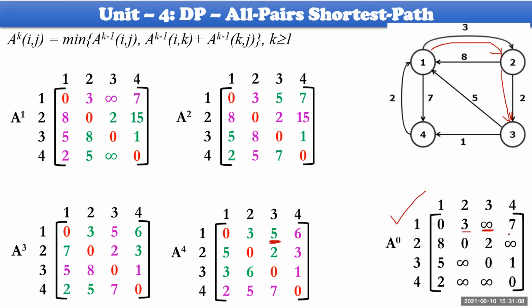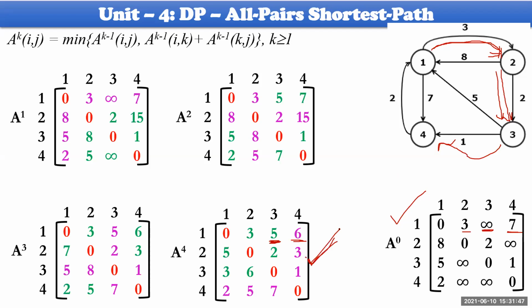Then in the original, 1 to 4 is 7. Is there any minimum? Yes, it is 6. 1 to 4 is 6. So how can you move here? You move 1 to 2, then 2 to 3. That is 3 plus 2, 5. 5 plus 1, that is 6. When compared to the direct one, you will take this particular route. That route gives you a lesser cost when compared to the direct cost. In such a way, finally you have identified all pairs shortest paths.